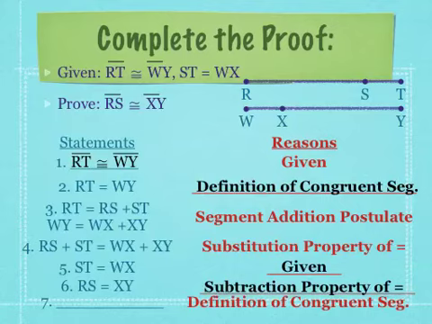Now I'm not quite there. Again, I have RS equals XY. I was trying to prove that RS is congruent to XY. Because I have them set equal to each other, I can say that they are congruent because of the definition of congruent segments.